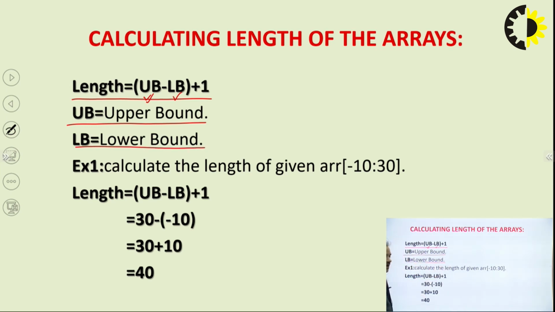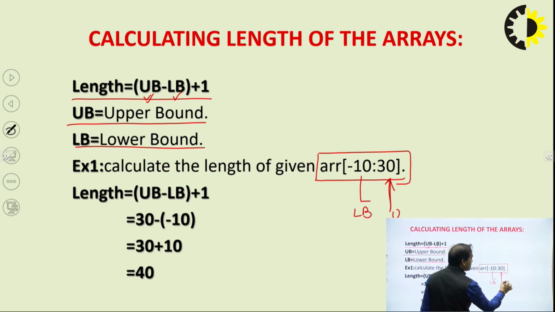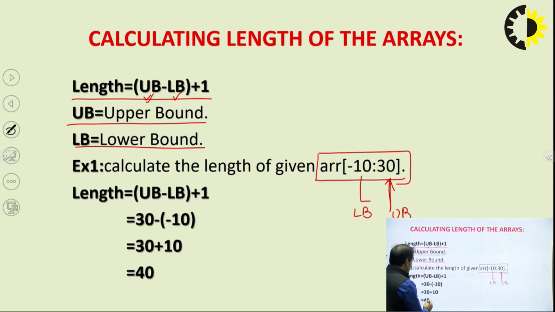Now this is the given array. We want to find the length of the given array. The lower bound is minus 10 and the upper bound is 30. The length of the array is length = UB minus LB plus 1, that is 30 minus minus 10, minus minus gives plus, and the length of the array is 40.